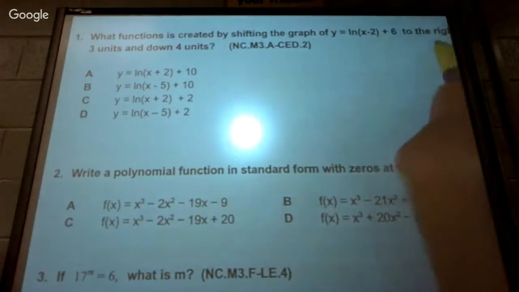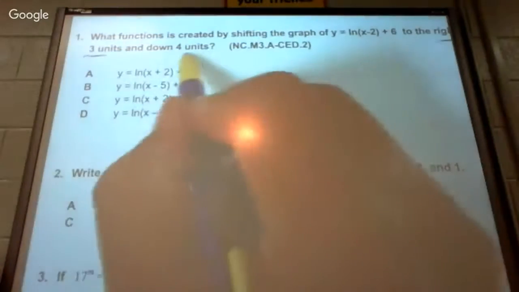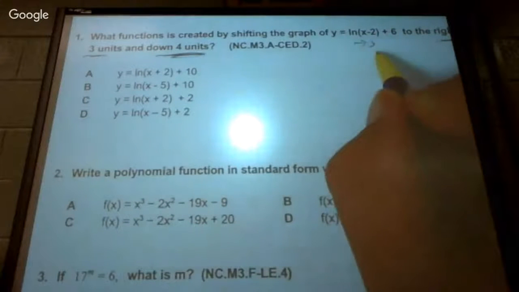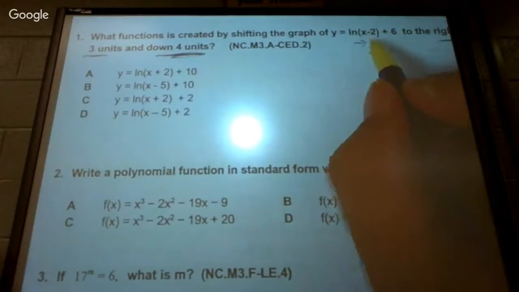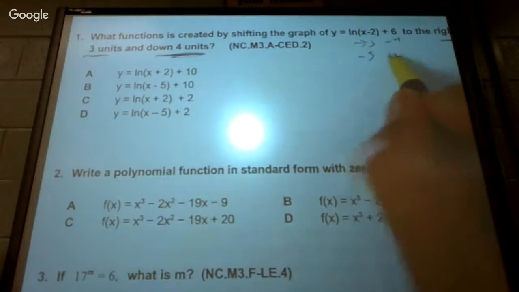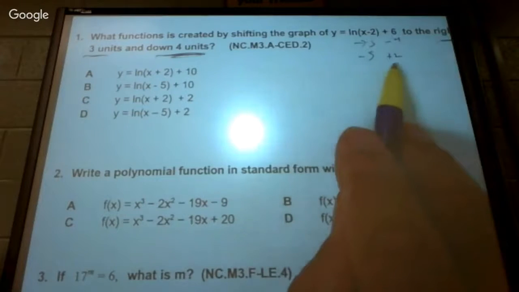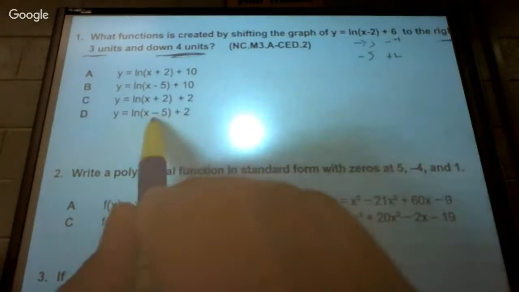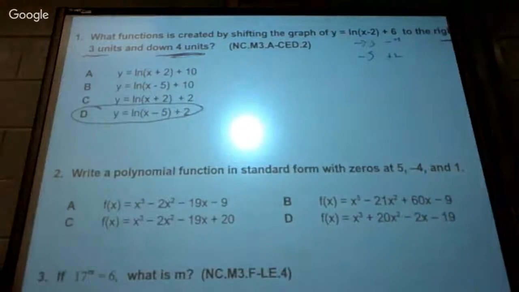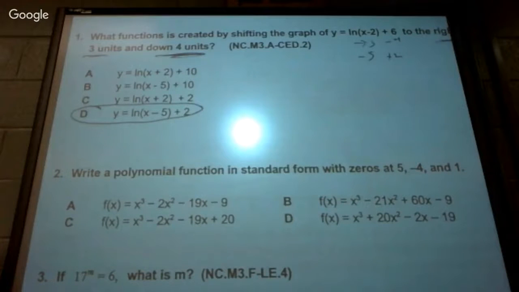However, we're going to go to the right another 3 units and down 4 units. So if we go right 3 here, that'll make -2 -5. And if we go down 4, you need to subtract 4 from 6, you get 2, +2. So right 5, up 2. D. Questions on the transformations by translation? That's a translation problem.